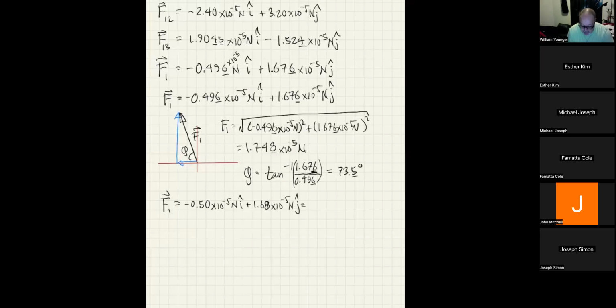J hat, which is also equal to 1.75 times 10 to the negative fifth newtons at 74 degrees above the negative x axis. Okay. Any questions on that?